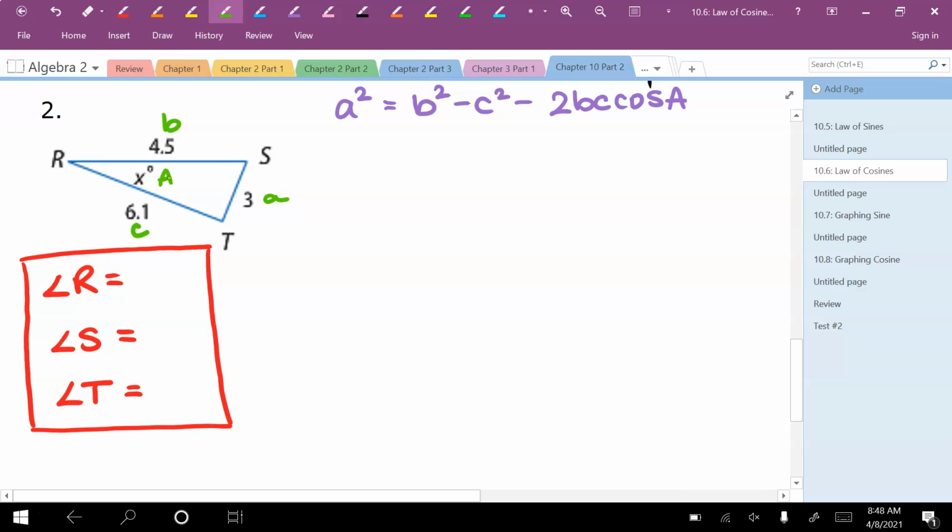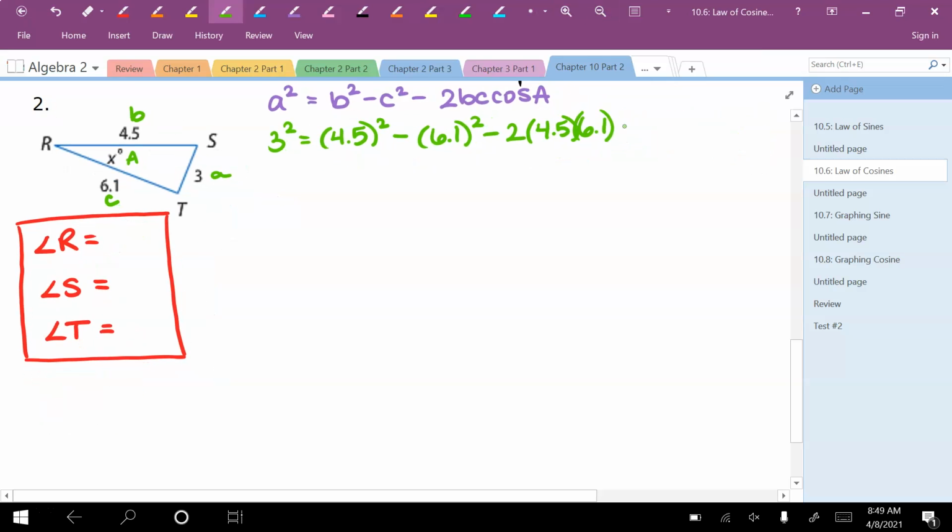So I'm going to have to write this one a little bit differently in my equation because I know the sides, I don't know that angle. So in for little a, I'm going to put that 3, so it's going to be 3 squared. In for B, I did 4.5. For C, I did 6.1. And then minus 2 times 4.5 times 6.1. And then cosine, I'm going to go ahead and just call it R. I'm going to ignore the X for now.